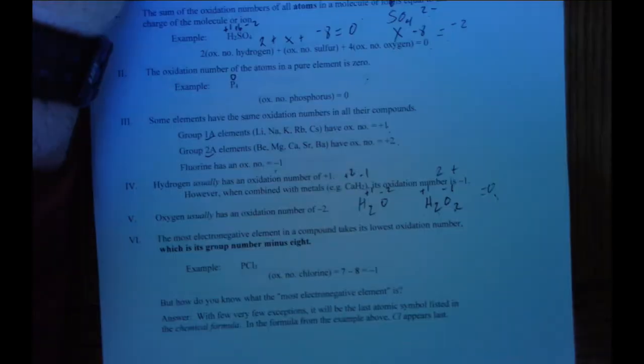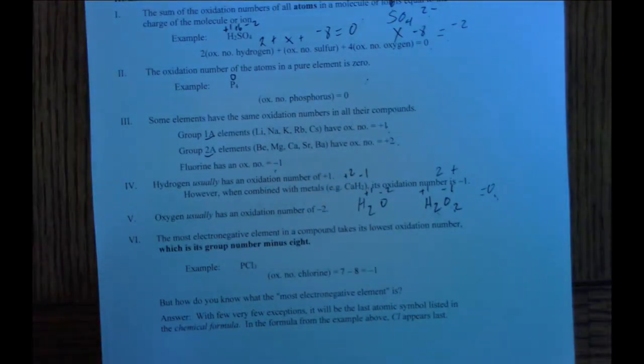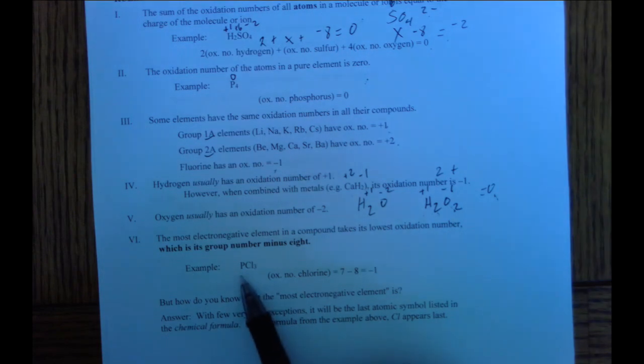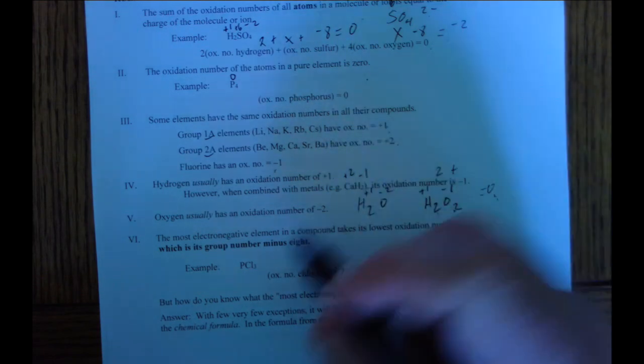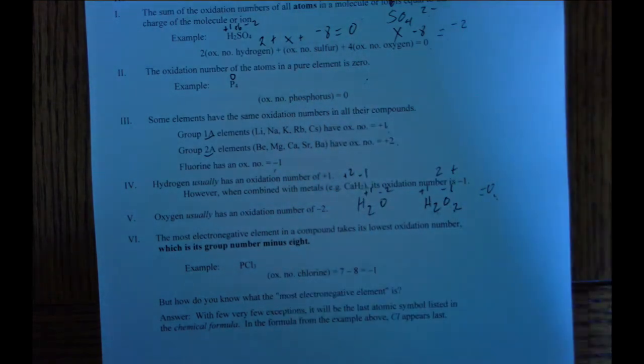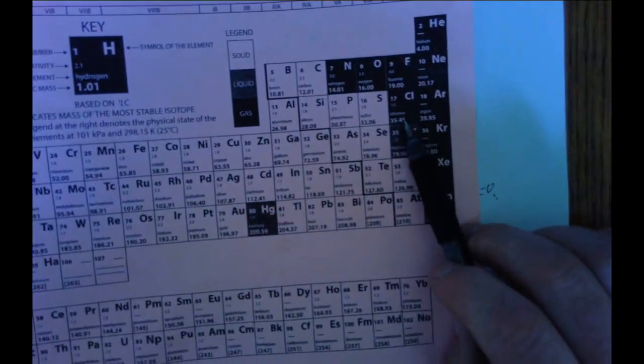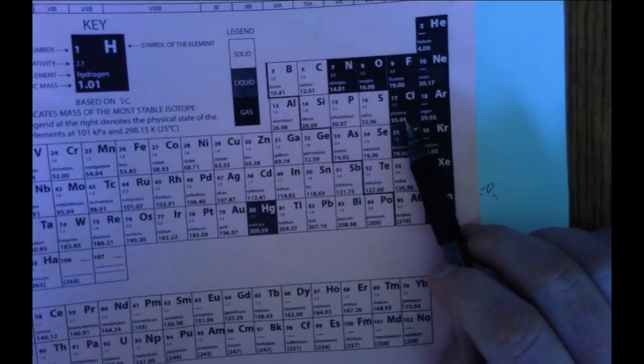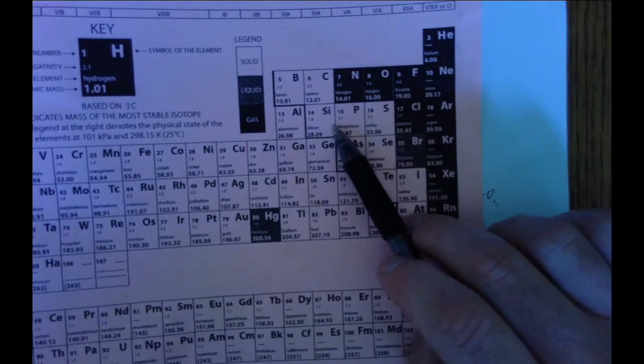The next rule, the most electronegative element in the group takes its lowest oxidation number, which is its group number minus 8. So for example, here we don't really know out of these two. We don't have a rule that says that. We do know that they have to add up to equal 0. So out of P and Cl, which is the most electronegative? Well, it is Cl. Cl has 3 and P has 2.1.